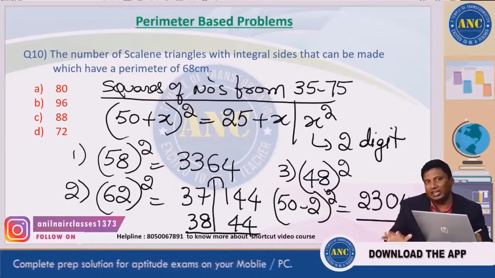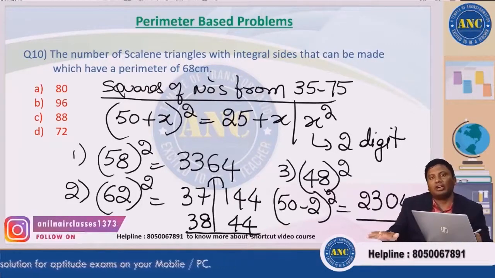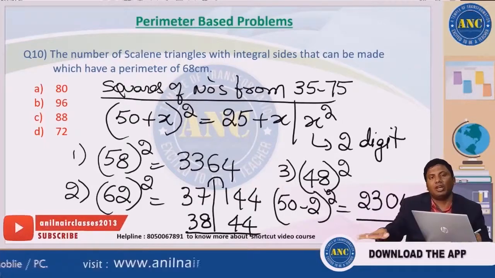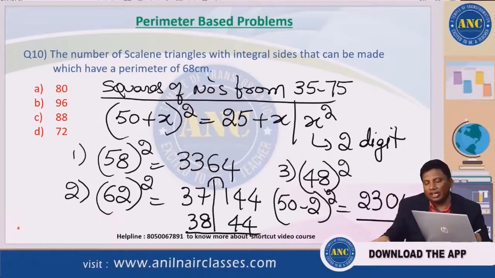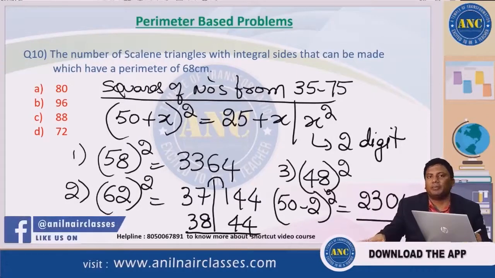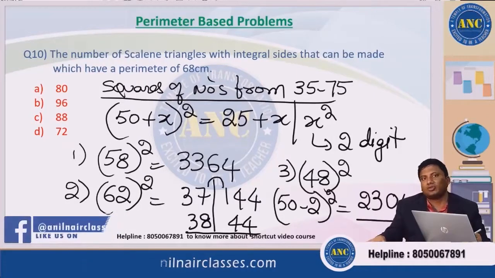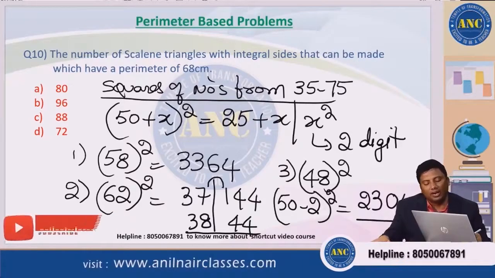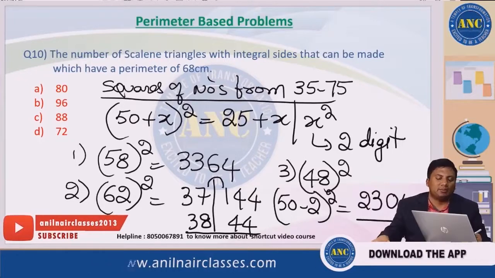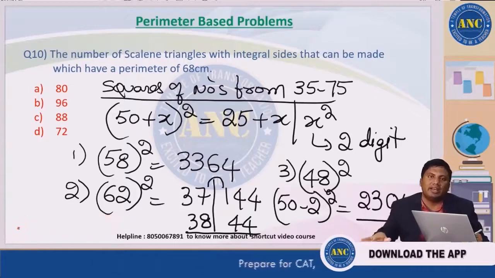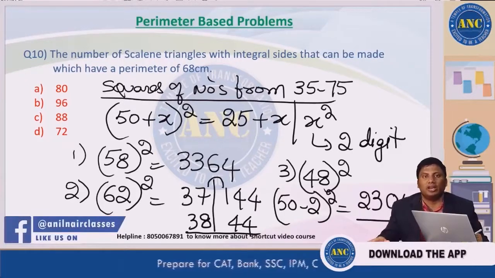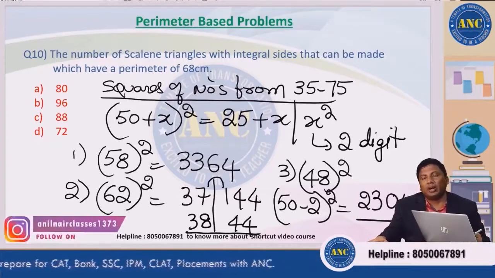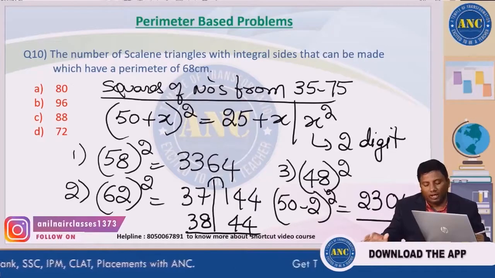58 is 8 more than 50. 25 plus 8 is 33. 8 square is 64. 62 is 12 more than 50. 25 plus 12 is 37. 12 square is 144. Write down only the last two digits, 44. 1 is carried. 37 plus 1 is 38. 48 is 50 minus 2 square. X is minus 2. 25 minus 2 is 23. Minus 2 square is 4, in a 2-digit format.